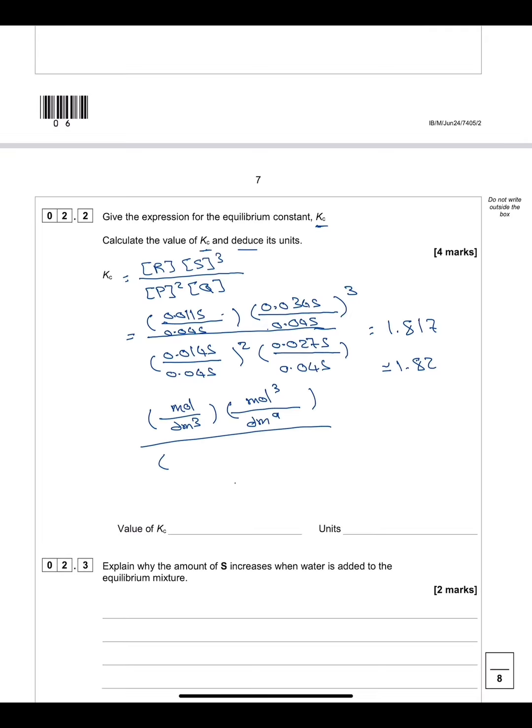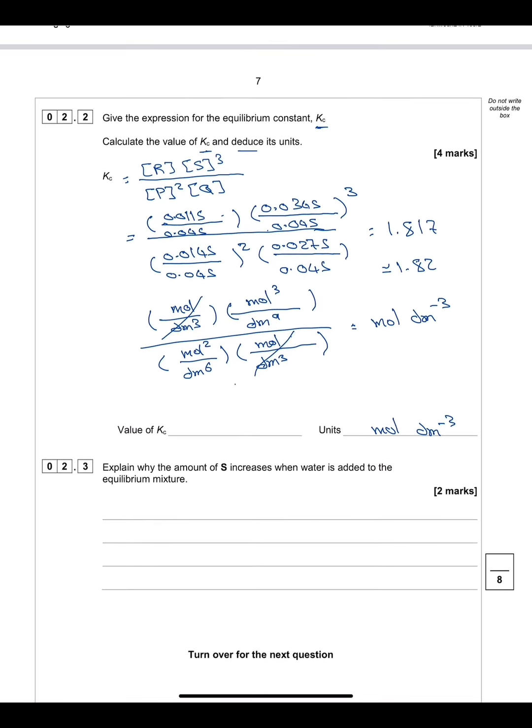And then that's going to be divided by the P squared, so it's mole squared over decimeter to the 6. And then for the Q, it's mole over decimeter cubed. So these can be simplified together. You're going to find that there are mole cubed at the top, and at the bottom there is mole cubed, over the mole squared over decimeter to the 6. So the final unit will be mole decimeter minus 3. So the units here are mole decimeter minus 3.